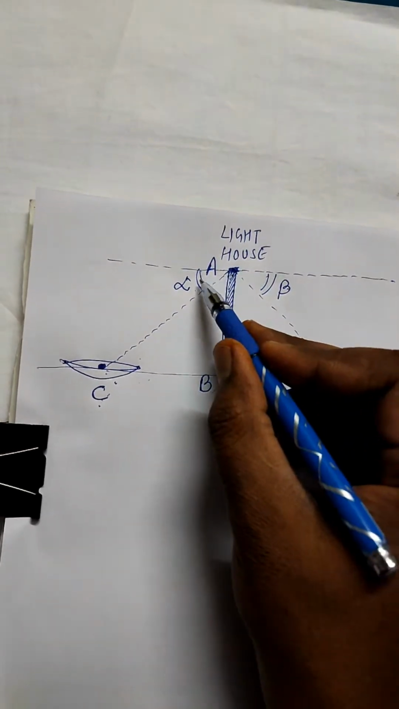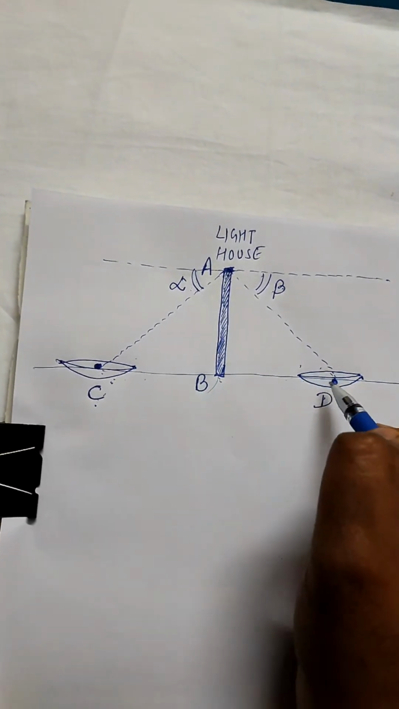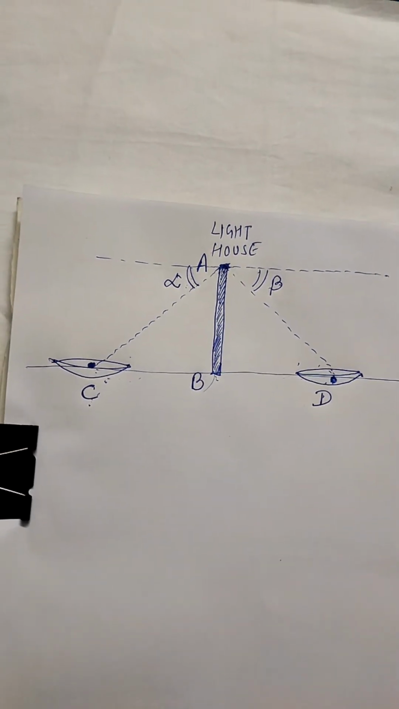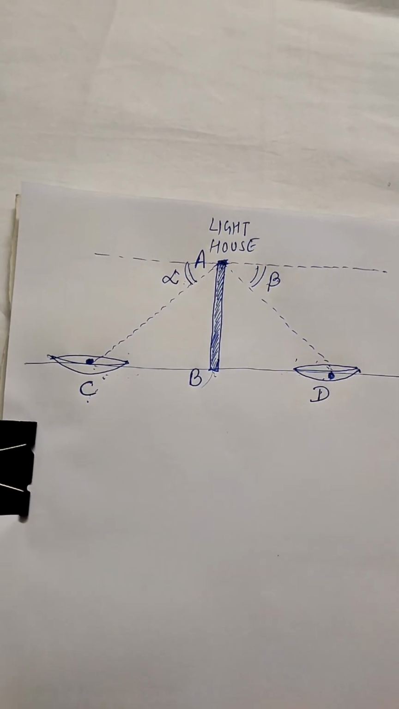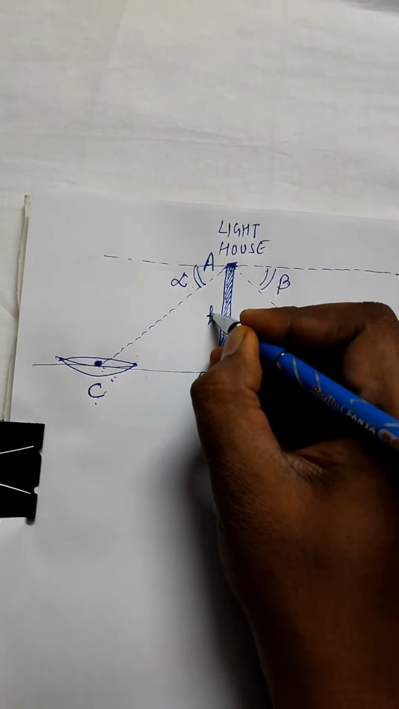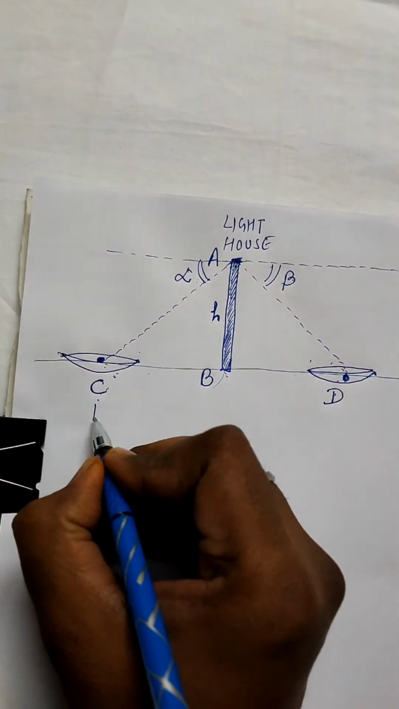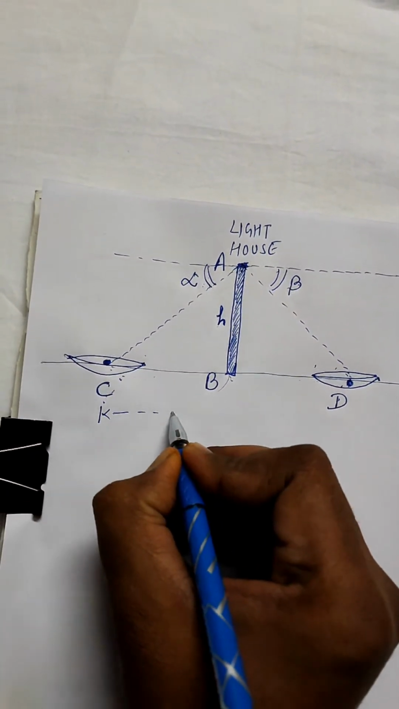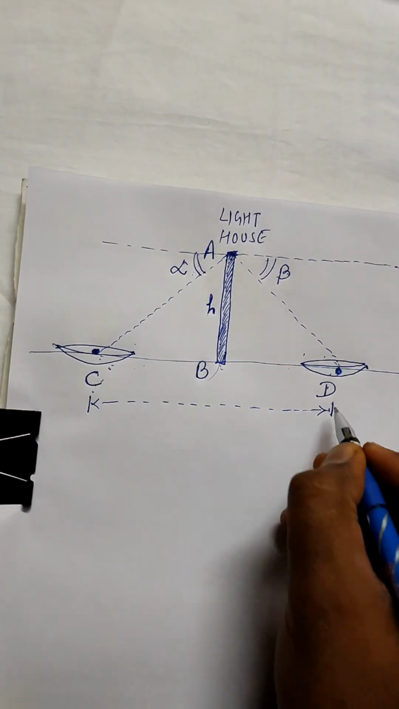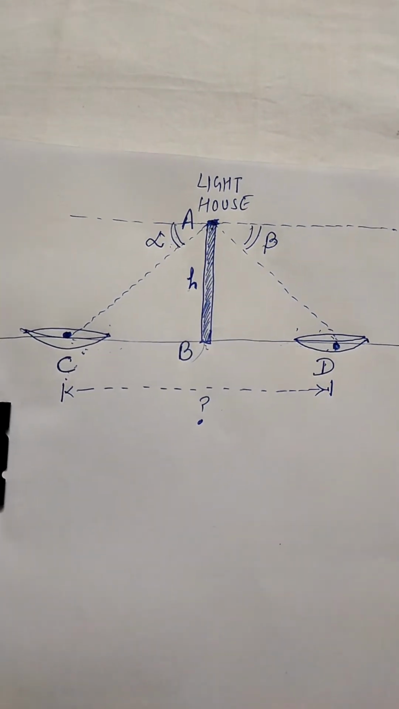Now, if these two angles of depression are alpha and beta for ships C and D, then in this question of height and distance, we need to prove that if the height of the lighthouse is h meters, if this is h, right, then we need to find the distance between the two ships. This needs to be calculated, right? This needs to be calculated.